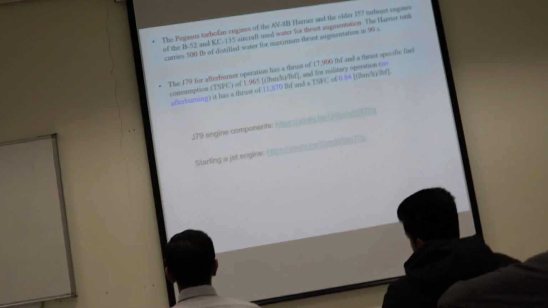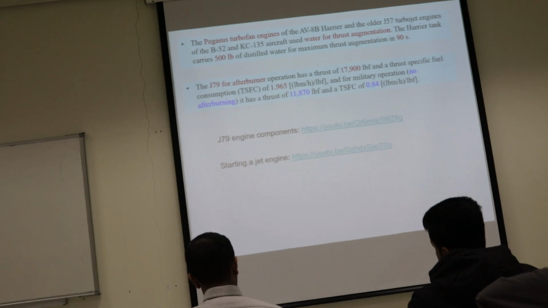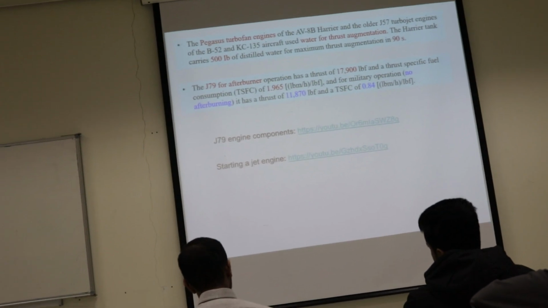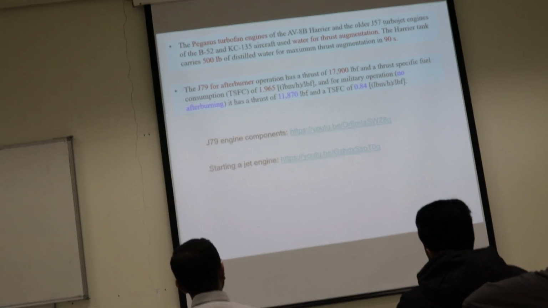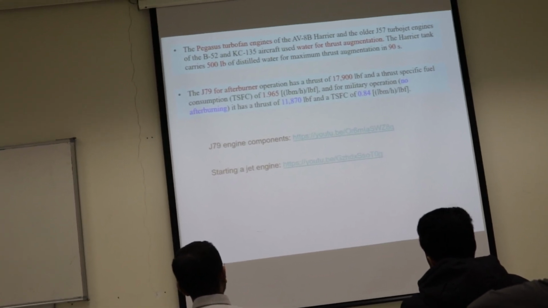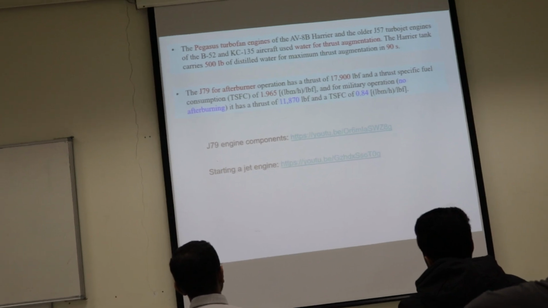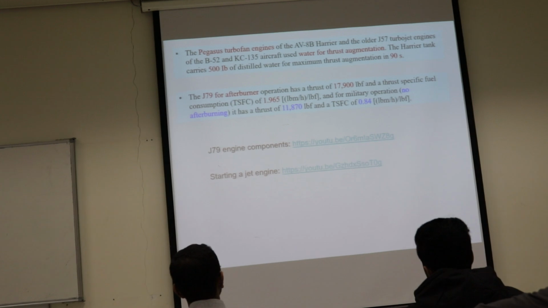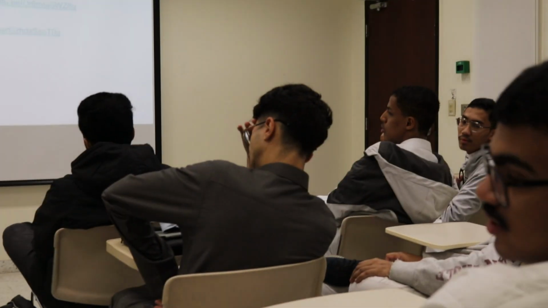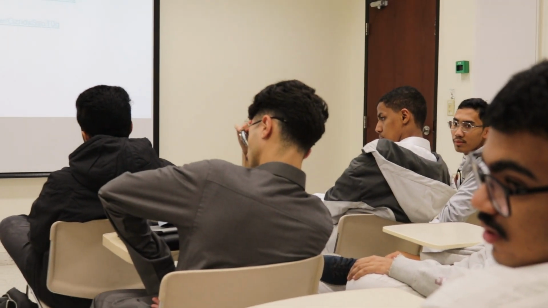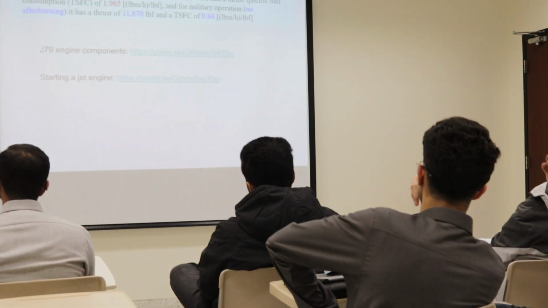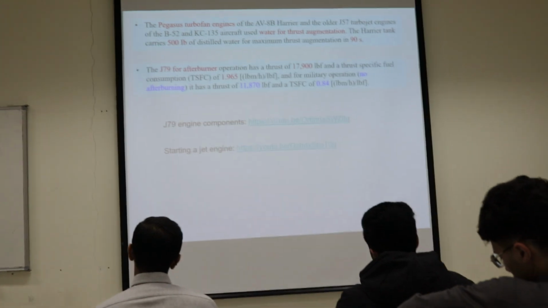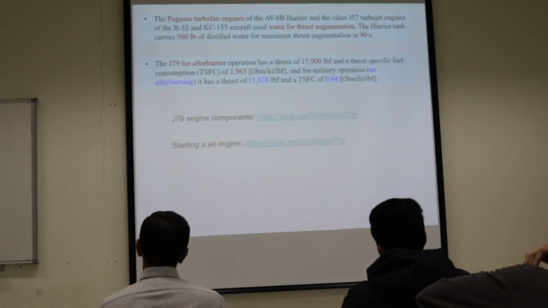It is used, and they use thrust augmentation, of course, using water injection. You can see the amount of water, 500 pounds, which is about 250 or 260 kilograms, for 90 seconds. They inject it to improve the thrust. So do you think it's injected in the compressor here or in the combustion chamber? Of course, it will be injected most probably at the inlet of the compressor. Injection in the combustion chamber is very rare.